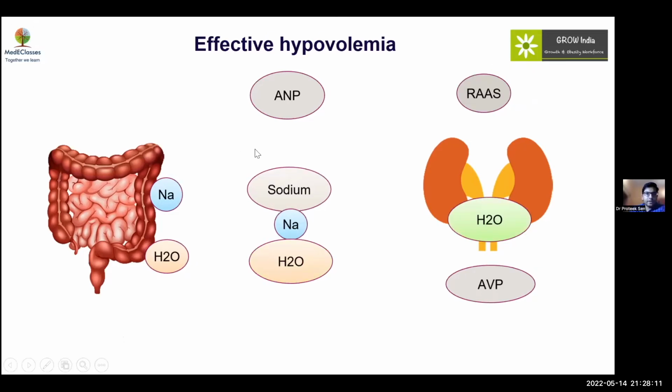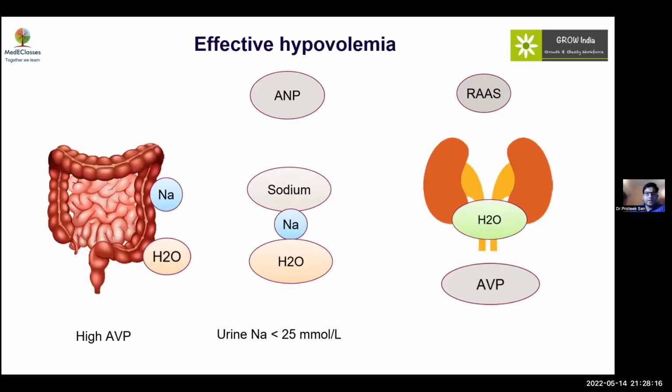Again, coming to the other causes, if there is a decreased effective volume, it is very similar to that. High AVP is present, urinary sodium is less than 25, and it worsens with hypotonic fluid.